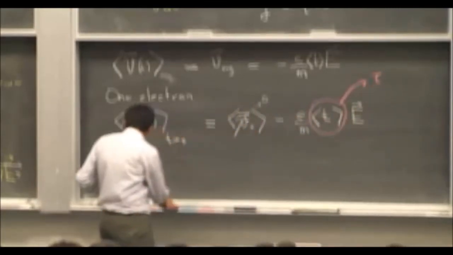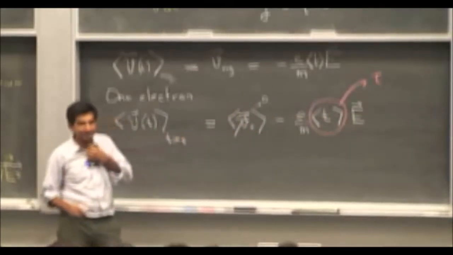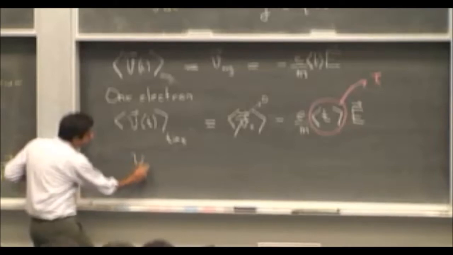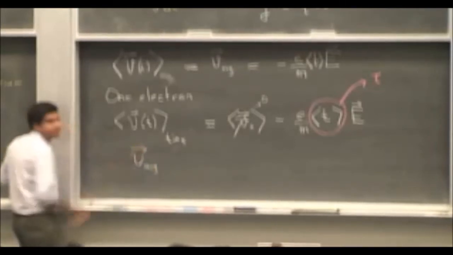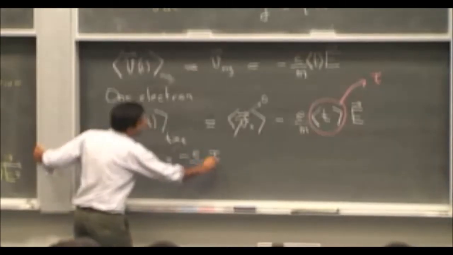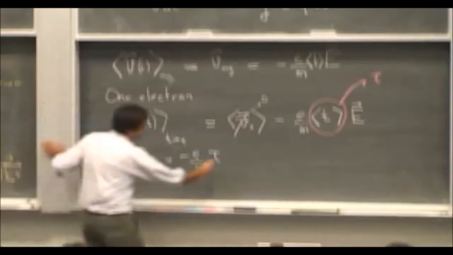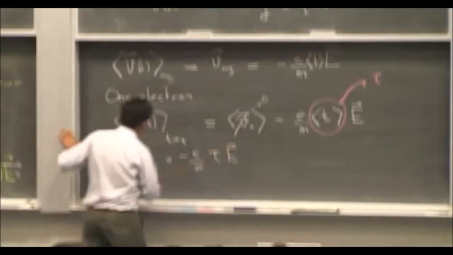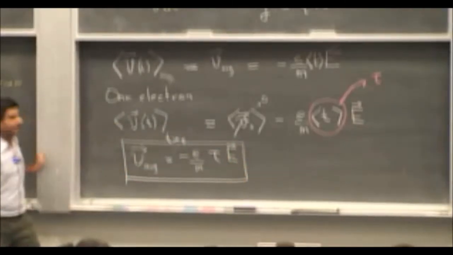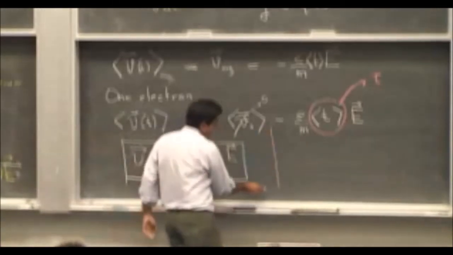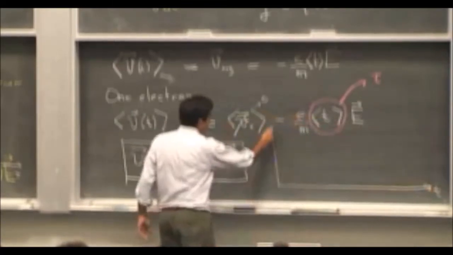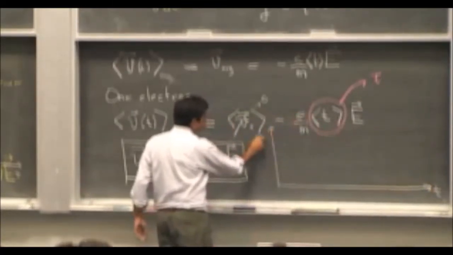Now this is really a statistical argument. It's slightly profound, and I know it's difficult to understand. So what we have at the end is that we have an average velocity of this single electron, which is given by minus E over M, the average time between collisions, electric field. And things will be really clear if I draw a diagram. A graph between time and the velocity of the electrons.